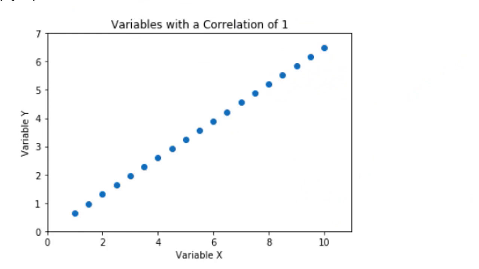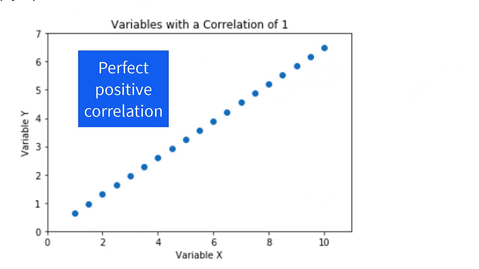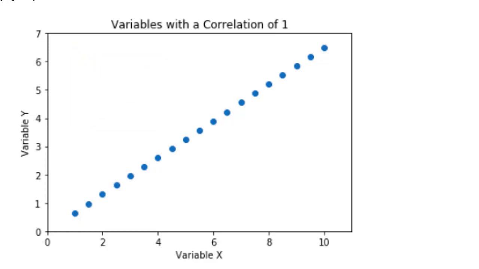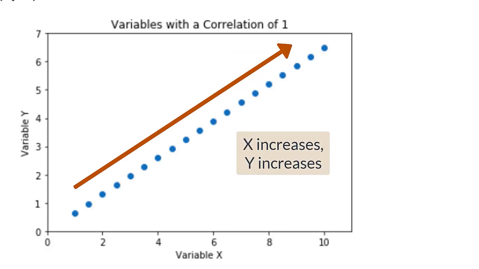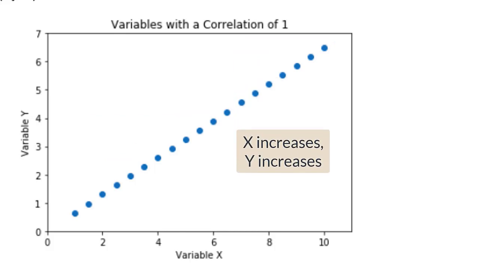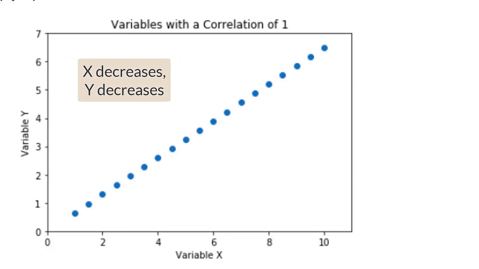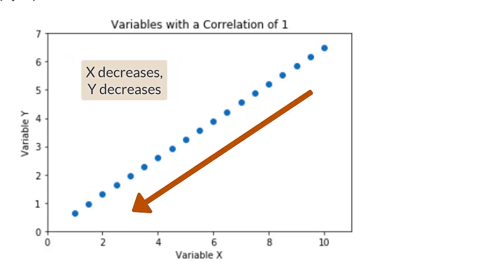This figure shows the scatter plot of two variables with a correlation of 1 or perfect positive correlation. The plotted observations fall on a straight line. When one variable increases, the other also tends to increase, or when one variable decreases, the other also tends to decrease.